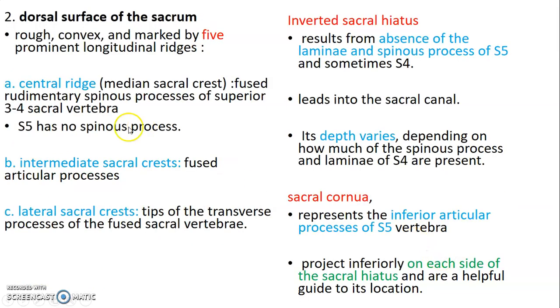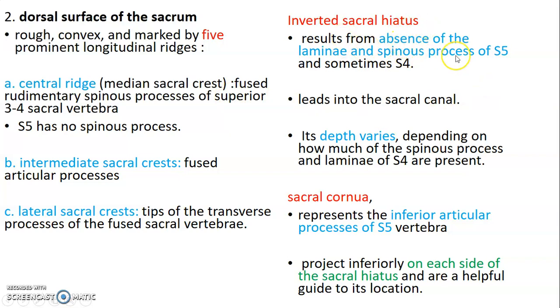So the dorsum of the sacrum is rough and convex with 5 ridges: a central or median sacral crest where the spinous processes are fused, an intermediate sacral crest where articular processes are fused, and 2 lateral crests where the transverse processes are fused. So transverse processes form the lateral sacral crest, articular processes form the intermediate crest, and the spinous processes form the median crest. Then we have a sacral hiatus.